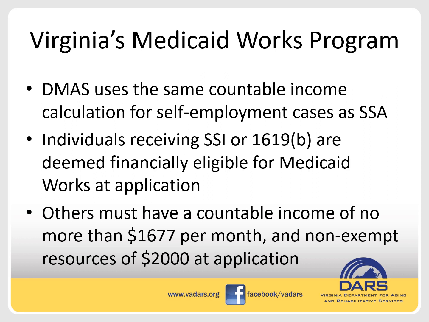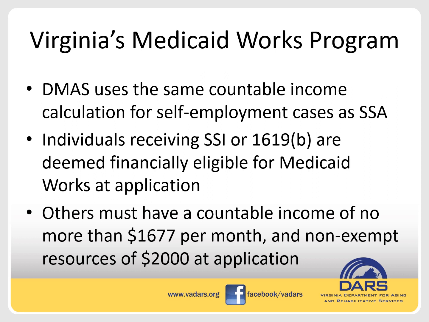If a person is not receiving either one of those benefits, they're going to have to go through a countable income test and a resource test, okay? So other people who are not on SSI or 1619B at the time they apply, they have to have a countable income of no more than $1,677 per month for 2023.